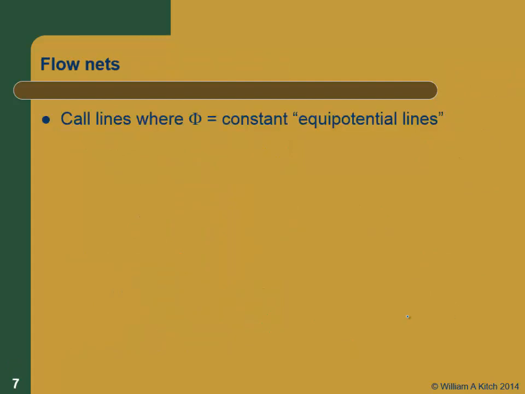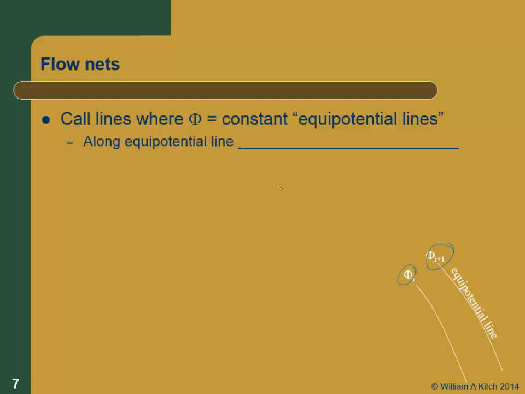So let's go on and talk about flow nets. We're going to call lines where phi is constant, right? Phi is our potential function. We're going to call lines where phi is constant equipotential lines, so lines of equal potential. And I can draw values of the equipotential line. So this is where phi is equal to some value, and this is where phi is equal to some value other than that. But along each one of those lines, the potential is constant.